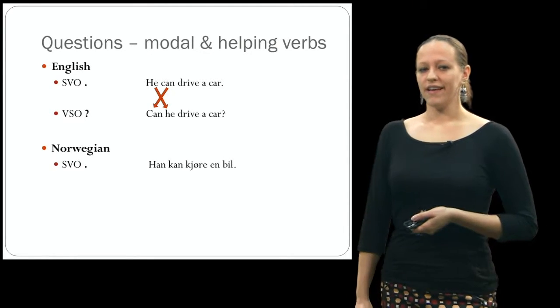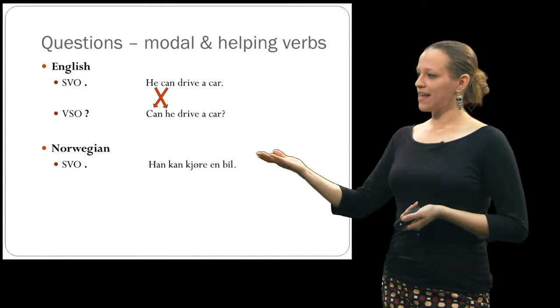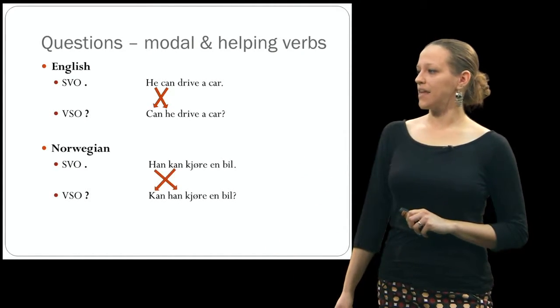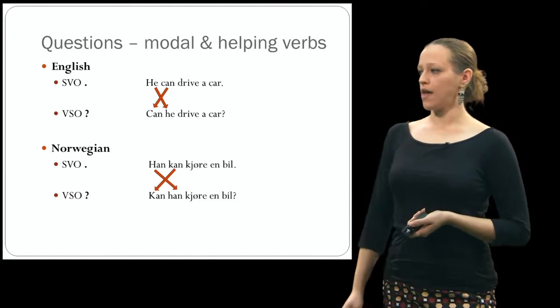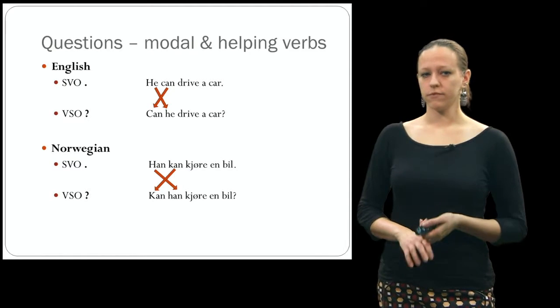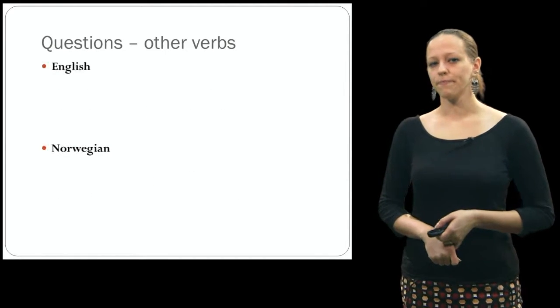And we see that we just swap the order of the verb and the subject. In Norwegian, when we have a declarative sentence, han kan kjøre en bil, and a question, we do exactly the same thing. Kan han kjøre en bil? We swap the modal verb and the subject. So far so good, it's exactly the same.